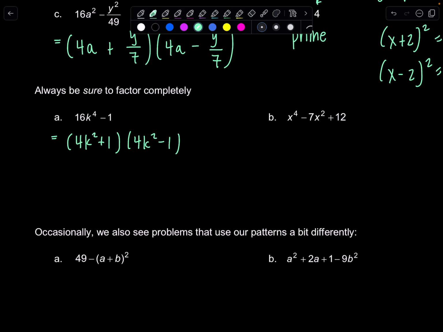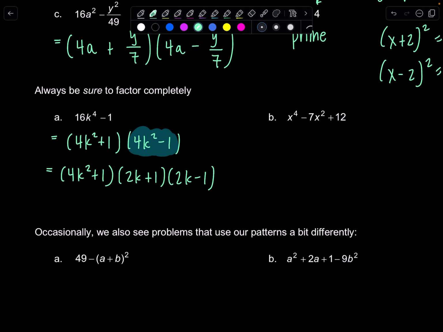But then always be on alert. This is, again, a difference of squares, so I can factor further. You leave the 4k squared plus 1 alone, and then this factors into 2k plus 1 and 2k minus 1.